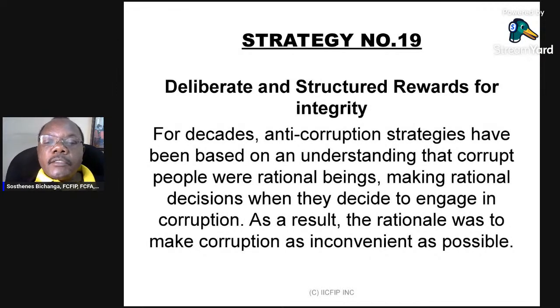Types of rewards for integrity. I recommend the following rewards. Number one, praise the staff who performed well publicly before all staff and even publish their names in the internal newsletter. This appears minor and non-monetary, but it works wonders in staff motivation.